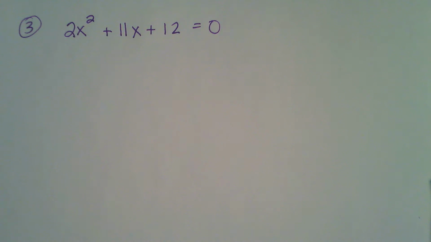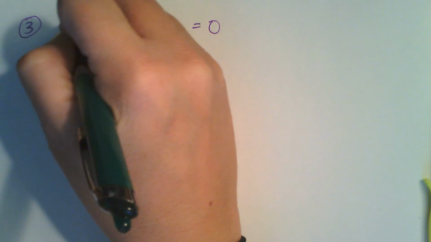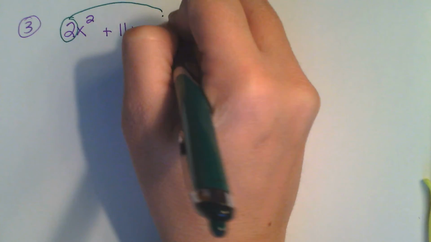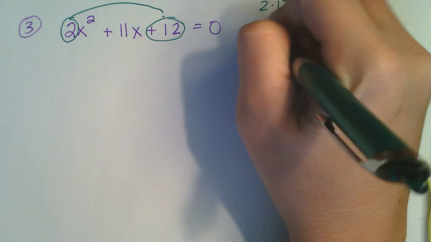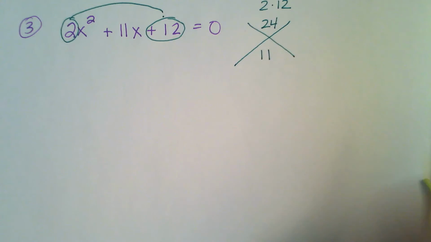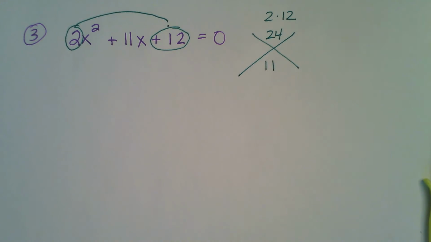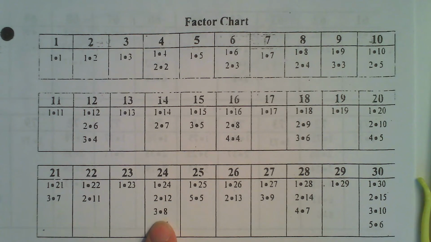So we will solve by factoring. 2 times 12, factors of 24 that add to 11. So factors of 24 are 1 and 24, 2 and 12, 3 and 8, 4 and 6. Which pair gives me 11? 3 and 8.